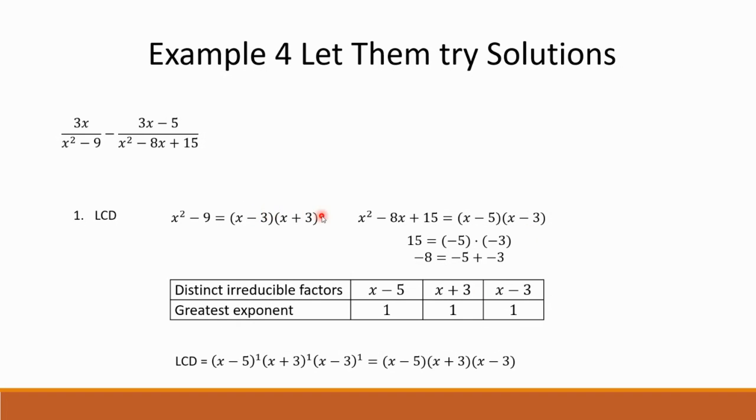And you can see that the exponent of each factor is 1, so the greatest exponent of each is 1. If we had x minus 3 to a higher power than 1, like 2, 3, or whatever, that would be the biggest exponent. But it's all 1. So our LCD is just this, as you can see: x minus 5 times x plus 3 times x minus 3. You can really multiply in any order because remember, multiplication is commutative.